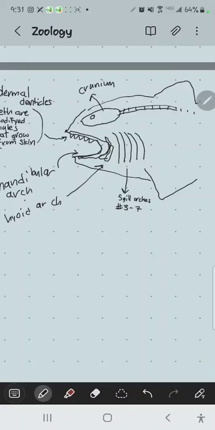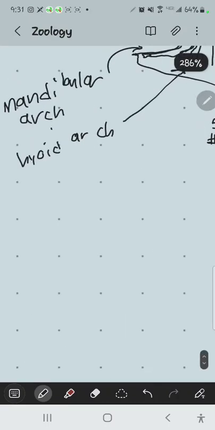Okay, so for test questions, if you see some labeled stuff there, be sure you pay attention to that. Let's go ahead and actually I want to jump ahead and talk about the bony fish.